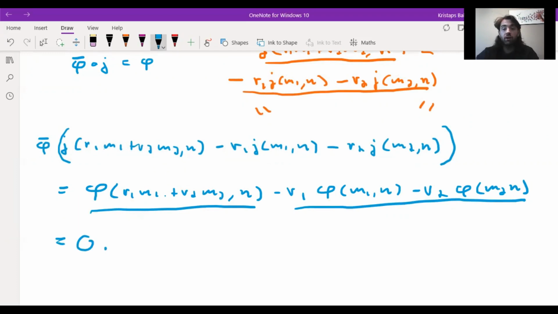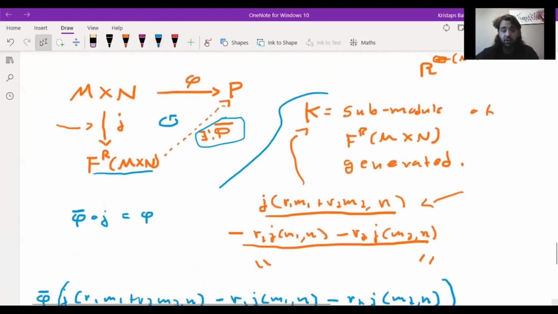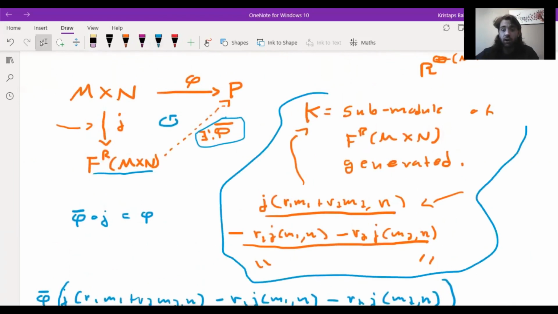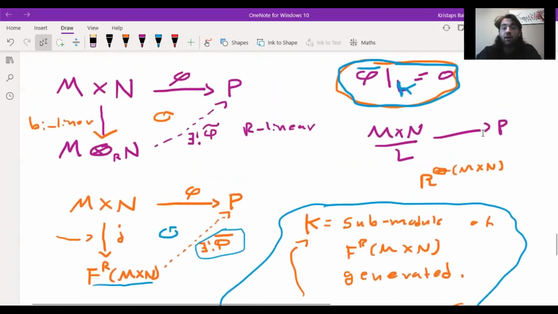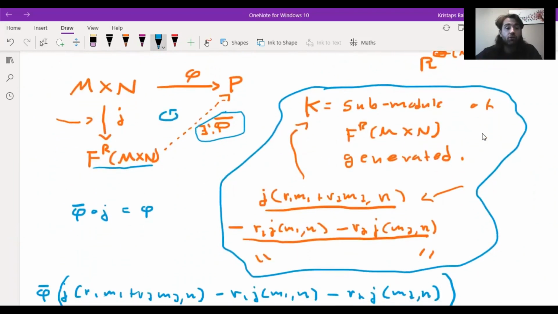Of course, you still need to check that this condition holds on the second generator, but the proof is basically identical, and so I'm going to leave that to the audience to work out for themselves. So this basically concludes the proof that phi bar restricted to K is 0. And that tells us from the universal property of quotients that I now get a map.